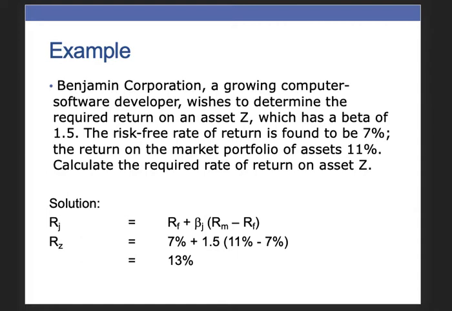To calculate RZ, you just follow the required rate of return formula, which is RJ equals RF plus beta times (RM minus RF). So for RZ, the risk-free rate is already given as 7, just substitute 7. Beta is given as 1.5, so you can just substitute it into the formula. And then the market return RM is 11 minus RF 7. So the required rate of return is 13%. Okay, so this is a very simple example.